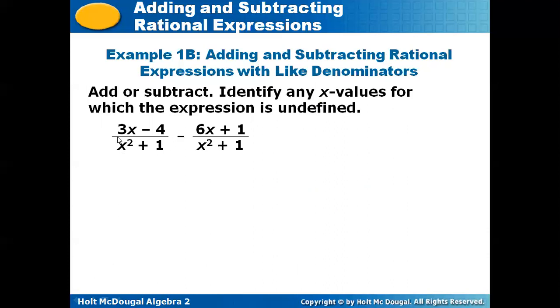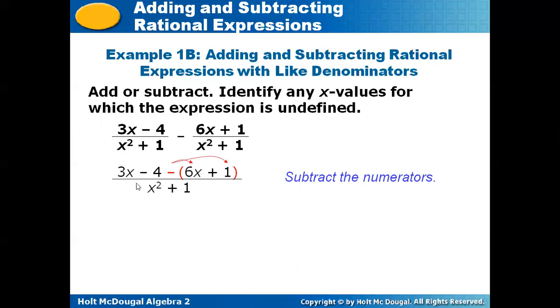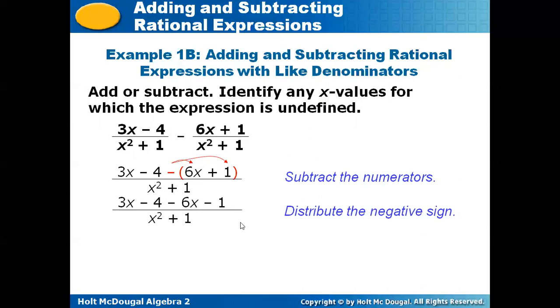Another example. 3x minus 4 over x squared plus 1 minus 6x plus 1 over x squared plus 1. Again, you can see the denominators are the same, that is x squared plus 1. So simply subtract your numerators. That is 3x minus 4 minus the quantity 6x plus 1 over your denominator x squared plus 1. And then distribute the negative sign. That is 3x minus 4 minus 6x minus 1 over x squared plus 1.